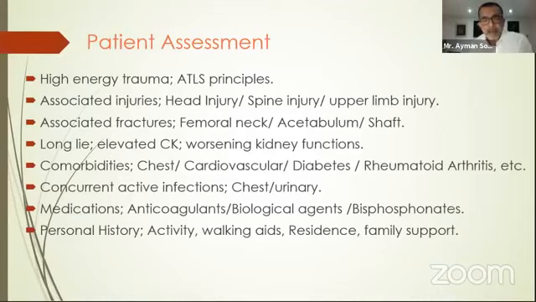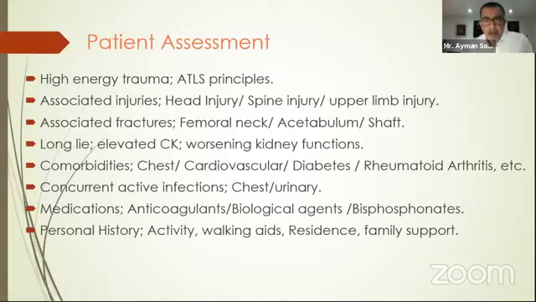As I said, patient assessment, according to the guidelines that Dr. Hutchinson has told us about. So for high energy trauma, ATLS principles, associated injuries. Even with low energy trauma, you could have a head injury, and the incidence is about 10%.